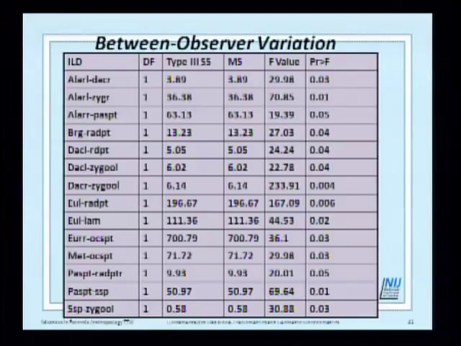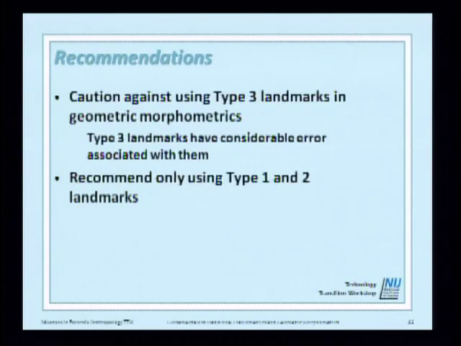And between observer variation, all of the variation here that you see that was significant also had a radiometer or a type 3 landmark. So this is between observers. Not only was it intra-observer, but inter-observer variation was significant when using type 3 landmarks. So what we said to that is you have to be cautious when using type 3 landmarks. So we decided to take all of those out for 3D ID.